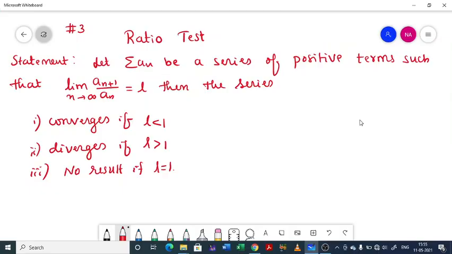Since throughout this unit we are considering only series of positive terms, there is no oscillatory series. So any given series will be either convergent or divergent. We just state that condition, so that we are not going to consider oscillatory series here.